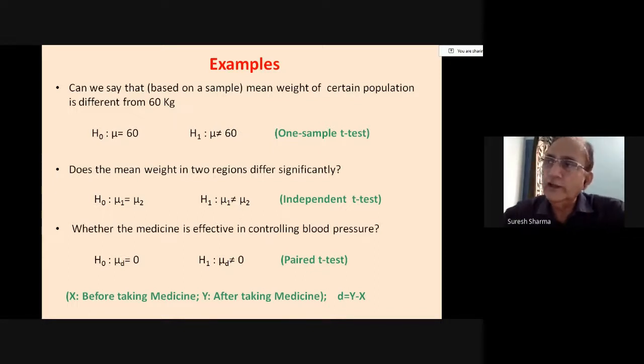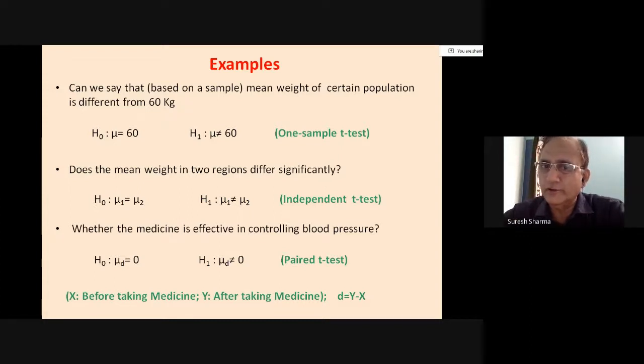So there is only one parameter, that is weight. The phenomenon is weight. So that's why this is called one sample t-test, because your interest is in testing about weight only, whether weight is equal to 60 or it is different from 60. One sample t-test. Then, does the mean weight in two regions differ significantly?